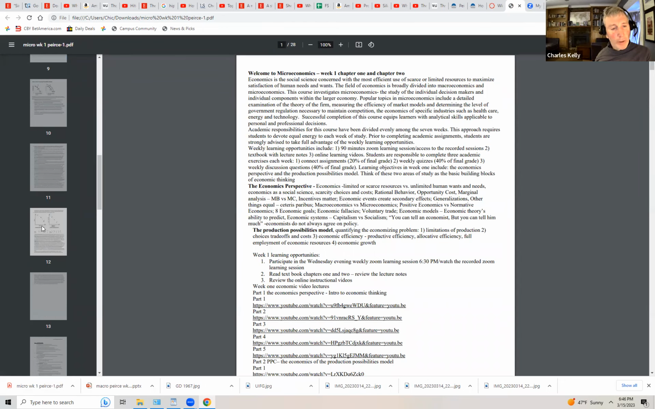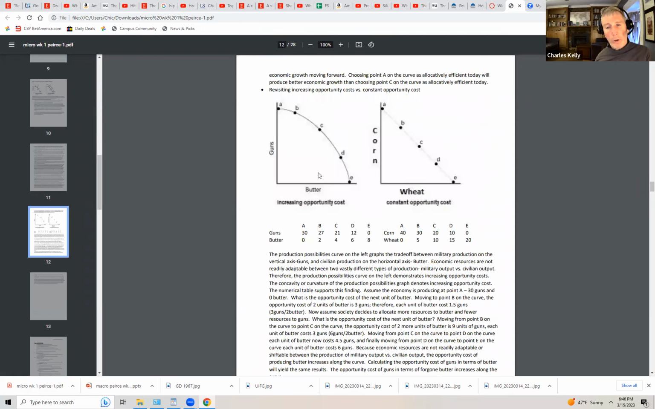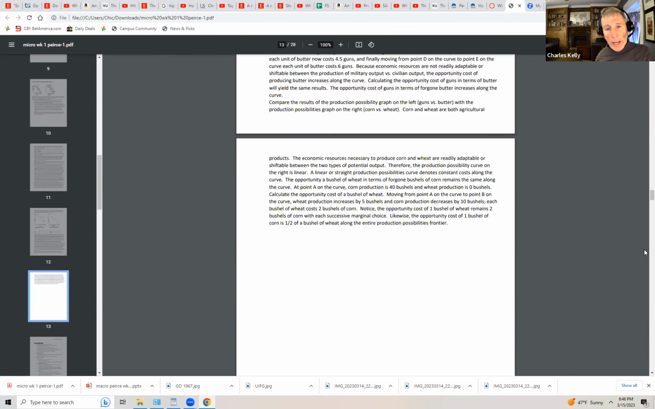On page 12 here, it gives you a whole bunch of good background information and notes about the production possibility frontier. If you review this, you'll be in good shape for the quiz, because the questions will resemble the content covered on that page. So definitely download that weekly document that has all the information you need.